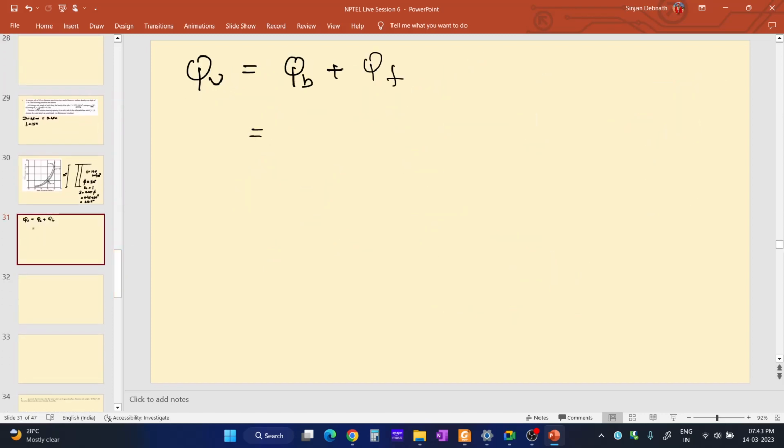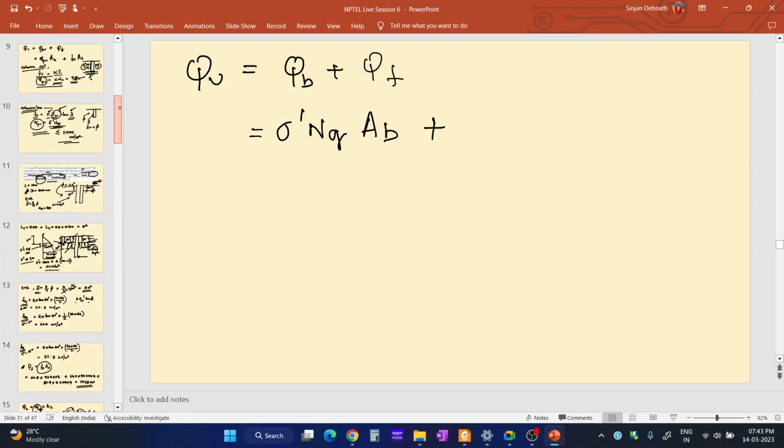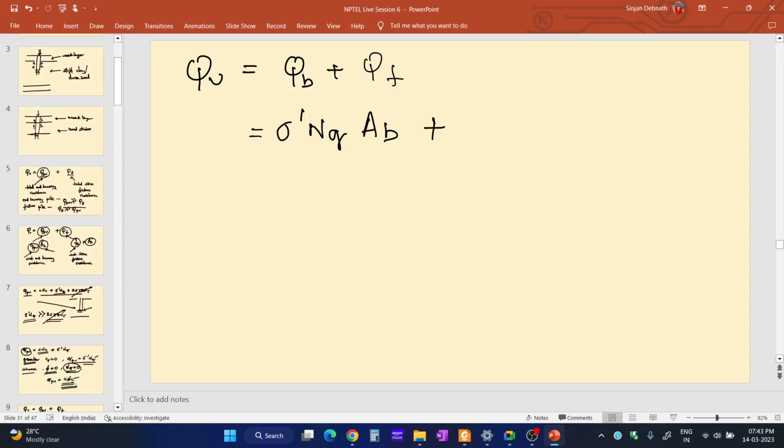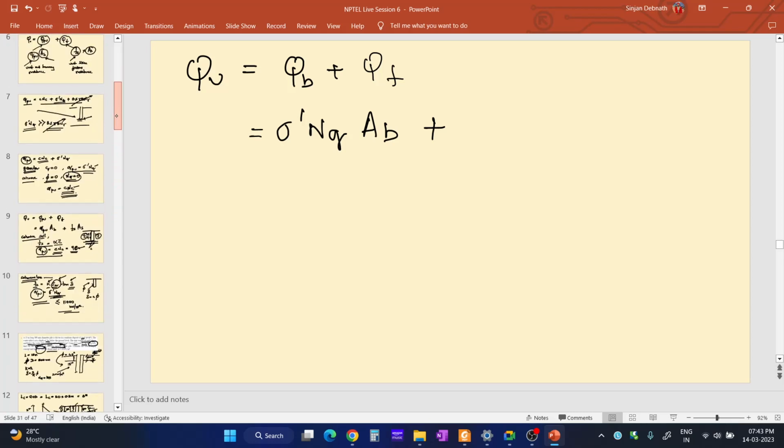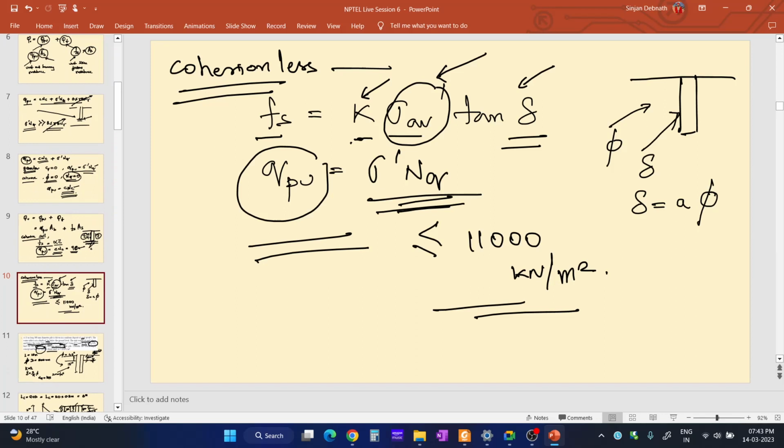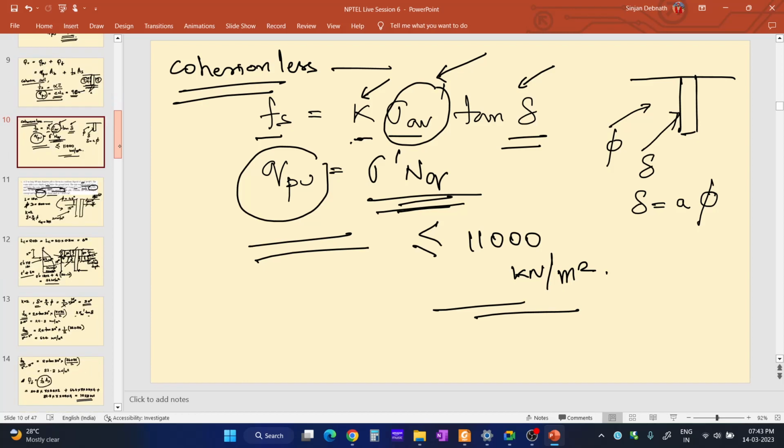So QB is equal to sigma dash into NQ into AB plus what is QF? QF is equal to... what is the formula for QF? The formula for QF is equal to Fs into surface area AS, Fs into AS, which is equal to K into sigma AV dash into tan delta.